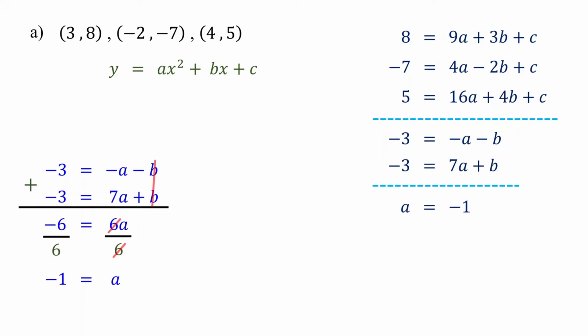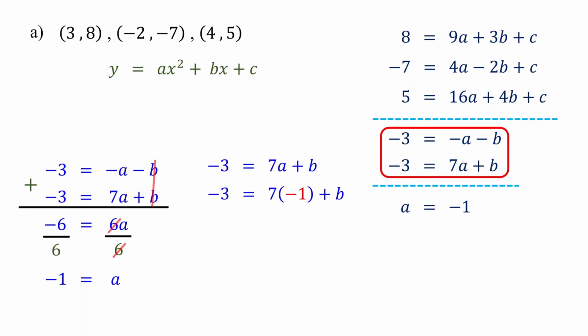Now that we have the value of a, the next step is to find the value of b. We can do this by substituting a with -1 into one of the 2 equations. Let's substitute it into the second equation. 7 times -1 is -7. Then, if we add 7 to both sides, we find that b equals 4, right?